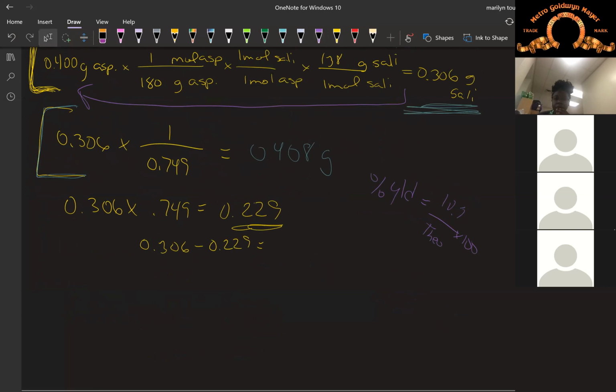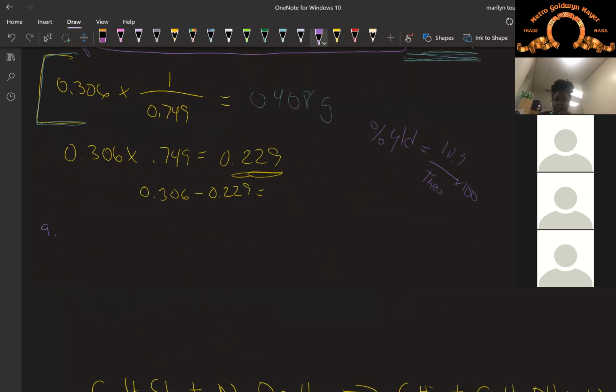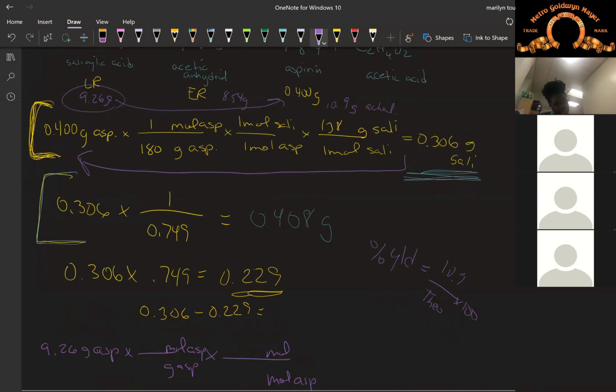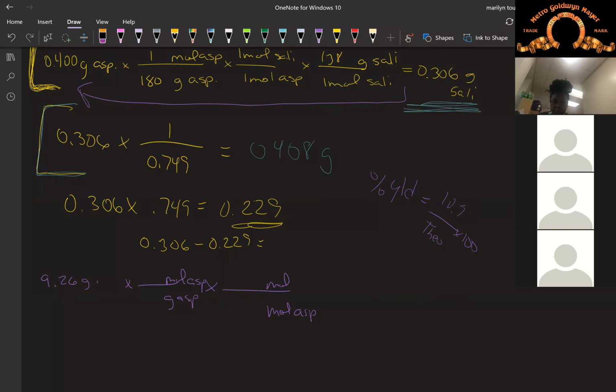So you would do, what is it starting with? 9.26. So 9.26 grams of aspirin. I would do the molar mass of aspirin. And then I would do the mole to mole ratio. So mole of aspirin to mole of, what is this called? Well, goodness, you guys, you should stop me. It's not starting with aspirin. Oh my goodness gracious. It's salicylic acid. Sally.